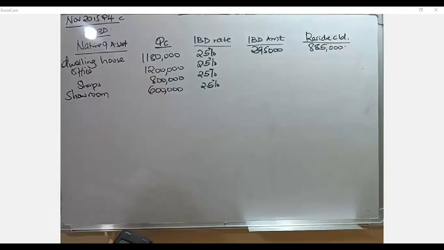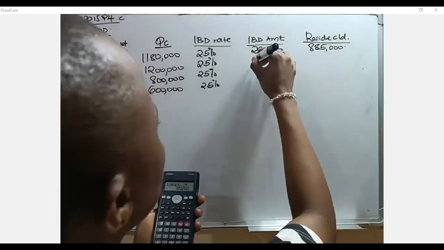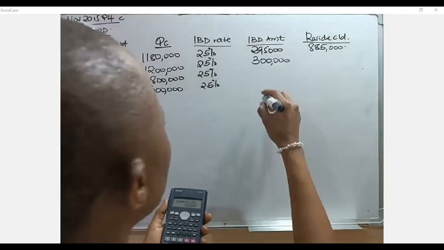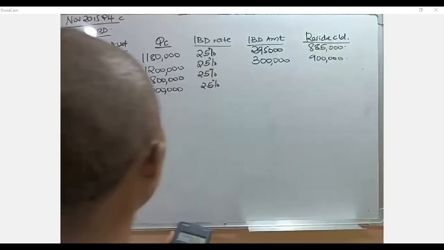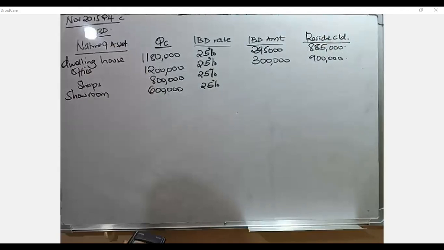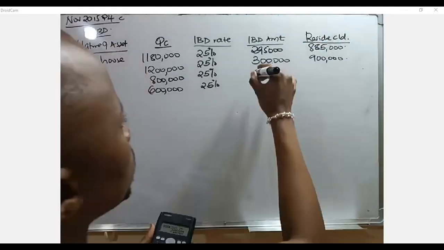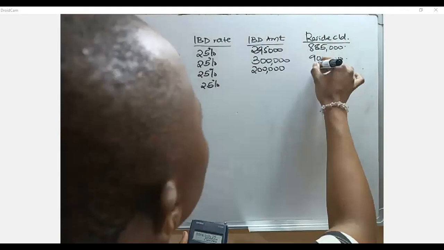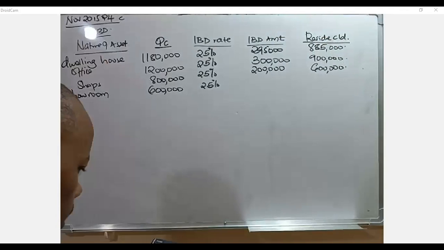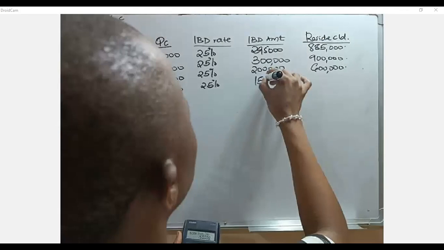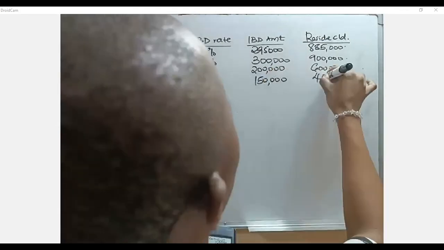The second one, it will be 1,200,000. I multiply by 0.25, and I get 300,000. This means the residue carried down is 900,000. The other one is 800,000 times 0.25. I'm getting 200,000, which equates to 600,000. Then we have 600,000 times 0.25. We are getting 150,000, and this equates to 450,000.